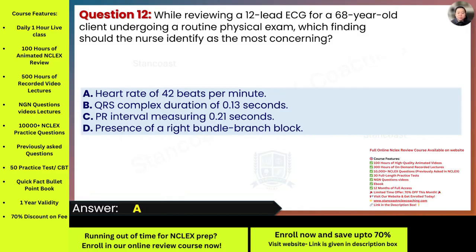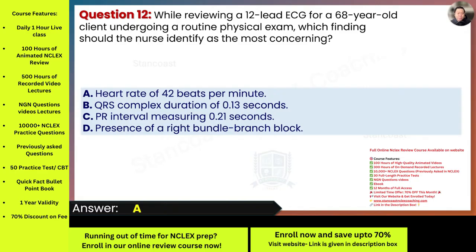Presence of a right bundle branch block, which is a common finding in older adults, and this may be benign if there is no underlying heart disease. And the right bundle branch block can be seen in older adults and often doesn't cause significant issues. And this is something that is seen in normal aging or in conditions like hypertension or coronary artery disease, or if there is cardiomyopathy or pulmonary issues like COPD.